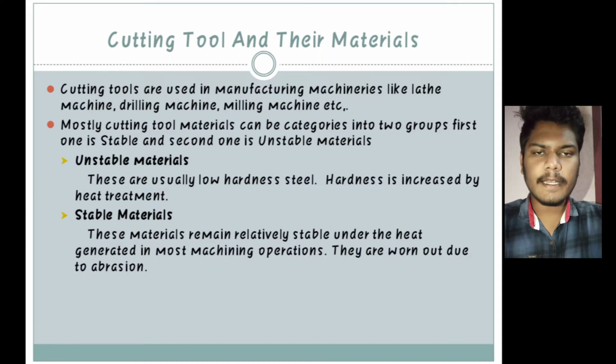A cutting tool material can be classified into two types. They are stable materials and unstable materials. Stable materials: these materials are relatively stable under the heat generated in most machining operations. They are worn out due to operations. Unstable materials: these materials are usually low hardness steels. Their hardness can be increased by heat treatment.